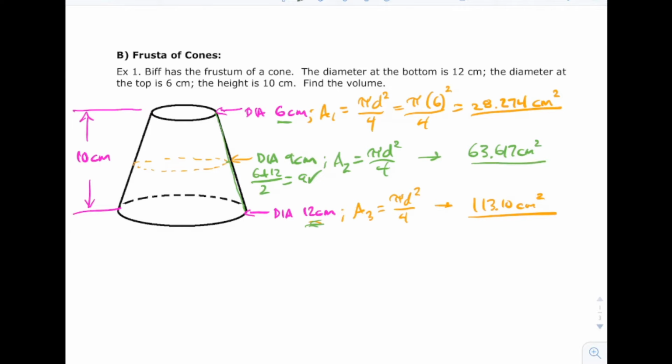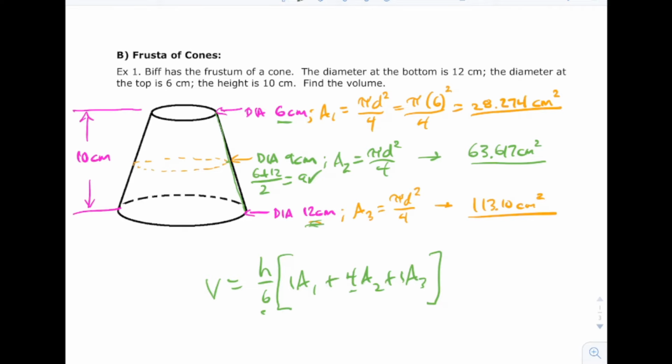Cool. I got my 3 areas. Now I grab my formula. My formula says I should go h over 6. I should take area 1 plus 4 times area 2 plus area 3. This is why we're dividing by 6, by the way. We're taking sort of a weighted average of these areas. 1 times this area, 1 times this area, 4 times this area is basically, I've added up to 6. So I'm dividing by 6. So it's a weighted average is what's going on here.